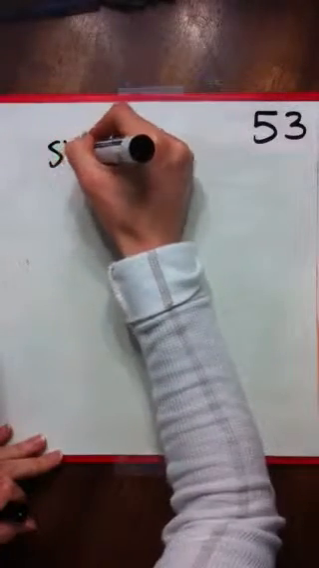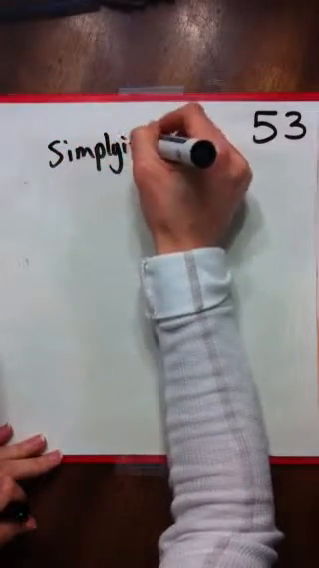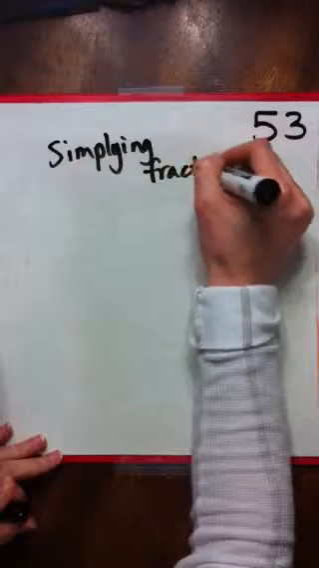Okay, this is still lesson 53, but it's part 2 of it. There was another part after the decimals chart, and that is on simplifying fractions. So I'm going to write that up there. Make sure you're taking good notes. Okay, we're still in the same lesson.